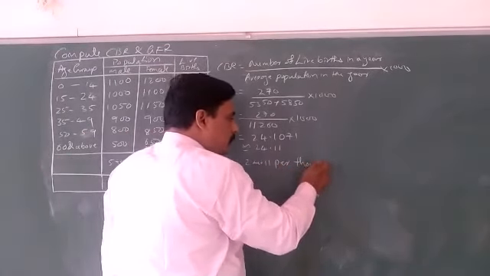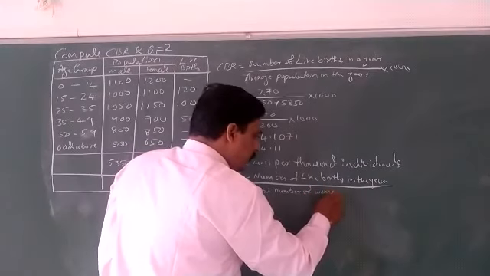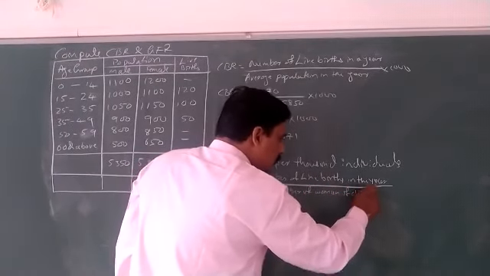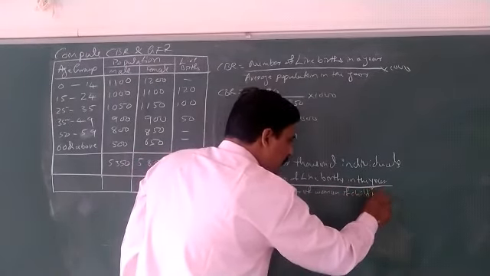And the next, GFR. The formula for GFR is number of live births in the year divided by total number of women of childbearing age in a year, into 1000.